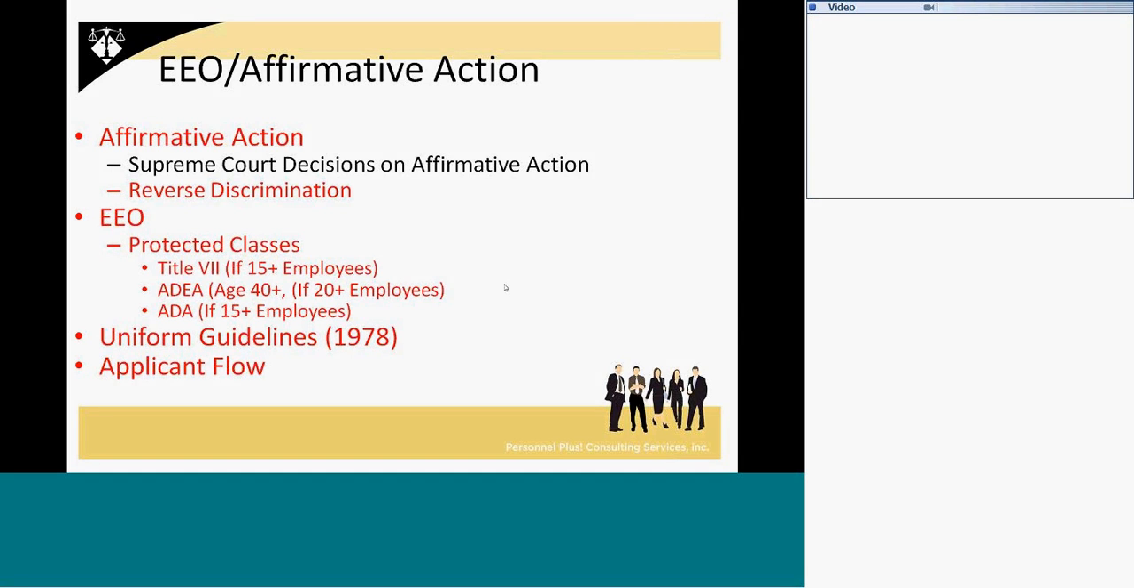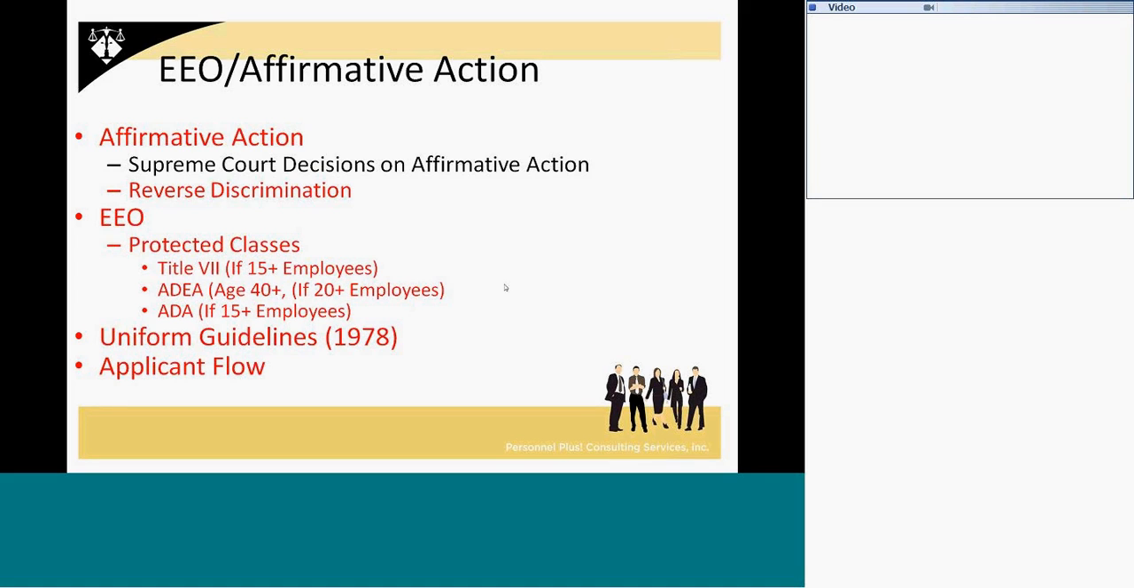Flow is another concept that relates to EEO and affirmative action. If you're subject to Title VII of the Civil Rights Act, in other words, if you have 15 or more employees, you are required as a matter of law, and it actually comes from the Uniform Guidelines, to quote, make and maintain records to show the impact of your hiring procedures on protected class members.